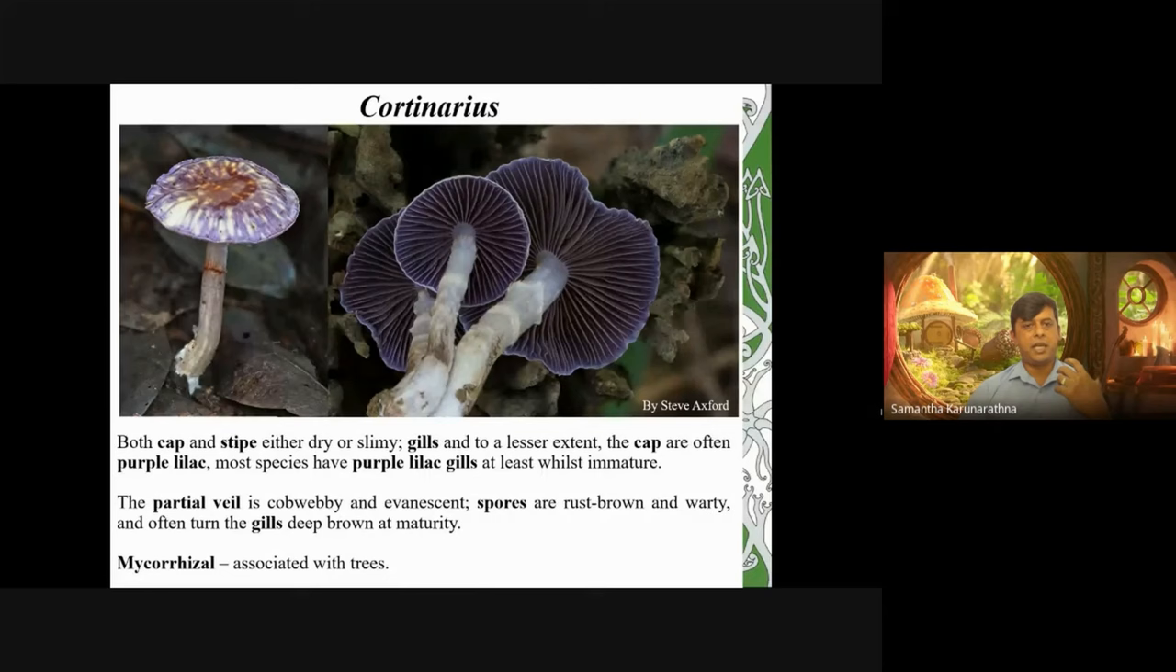When the mushroom is young, you can also see the purple or lilac. The partial veil, or the cortina, sometimes you can see white, but when spores fall onto that, you can see a rusty brown. And it is mycorrhizal. Mycorrhizal means they are always associated with ectomycorrhizal trees, so you often find these associated with tree roots. Next one, please.